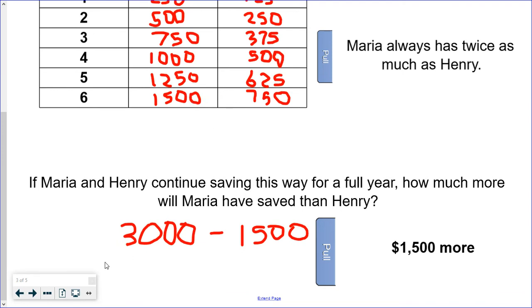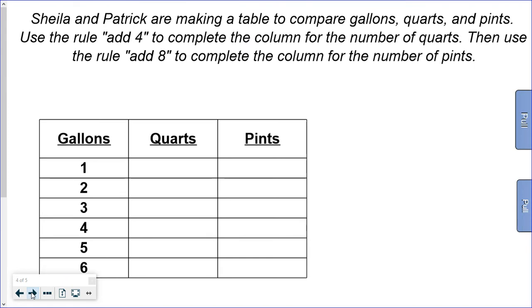Use your grid here to help you figure out those answers. Let's take a look at one more problem here. It says Sheila and Patrick are going to make a table where they're comparing gallons, quarts, and pints. Now, this one, they're telling you what rule to use. They're saying use the rule add 4 to complete the column for the number of quarts, which means every single time here, you're going to add 4.